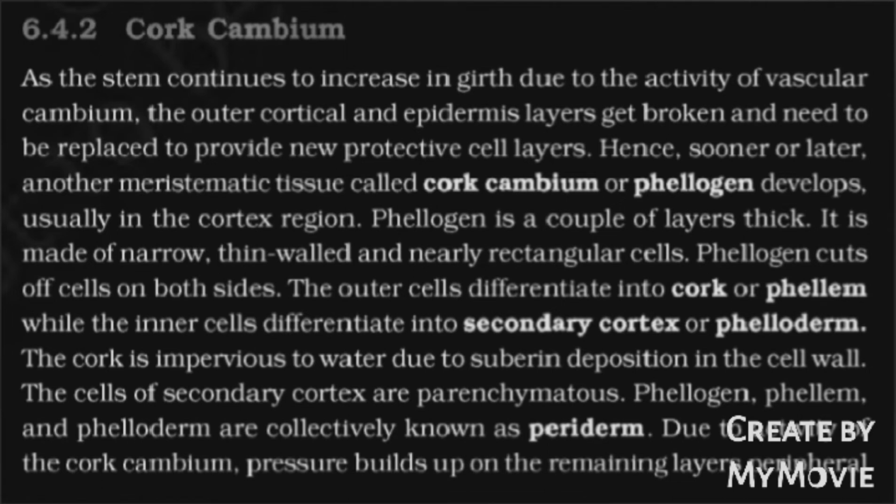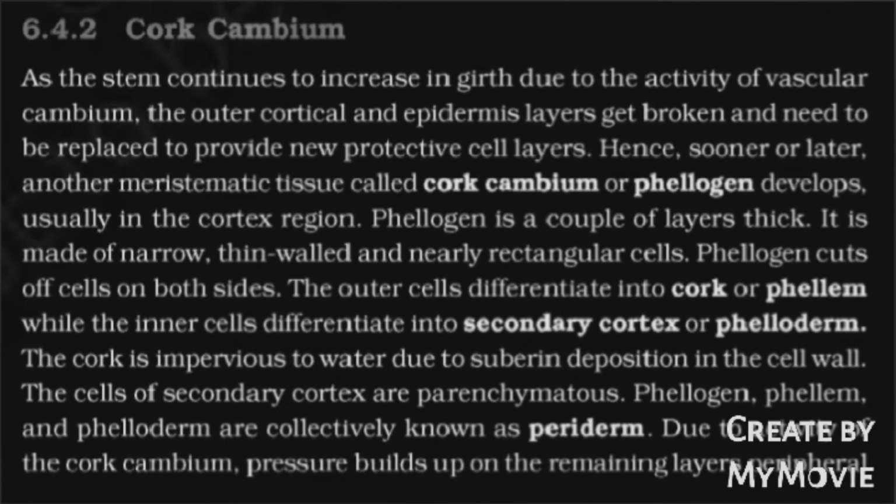Phellogen is a couple of layers thick. It is made up of narrow, thin-walled and nearly rectangular cells. Phellogen cuts off cells on both the sides. The outer cells differentiate into cork or phellum, while the inner cells differentiate into secondary cortex or phelloderm. The cork is impervious to water due to suberin deposition in the cell wall. The cells of secondary cortex are parenchymatous. Phellogen, phellum and phelloderm are collectively known as periderm.